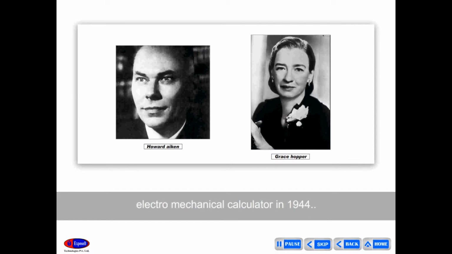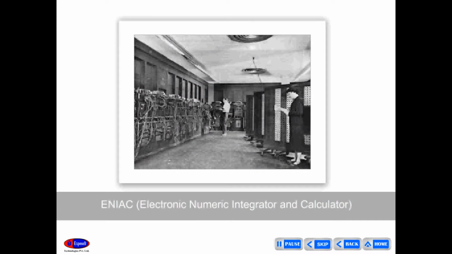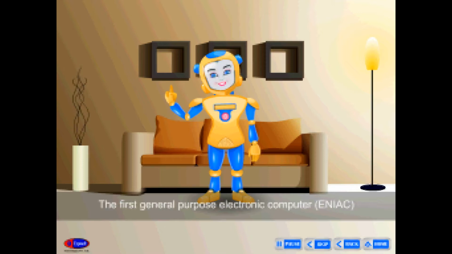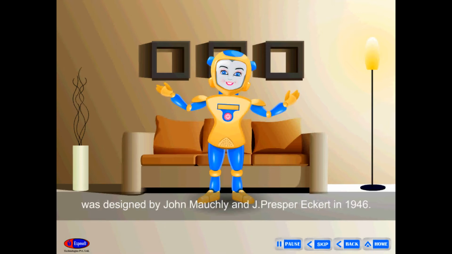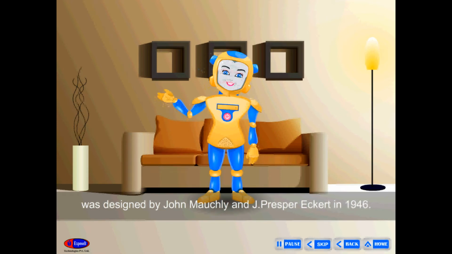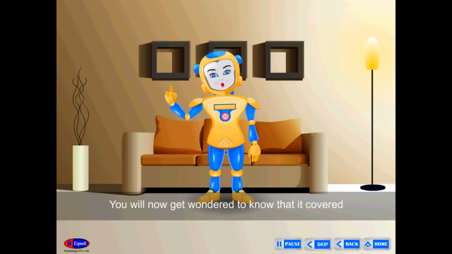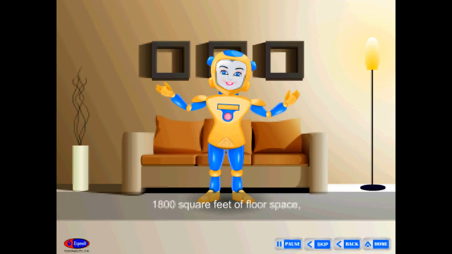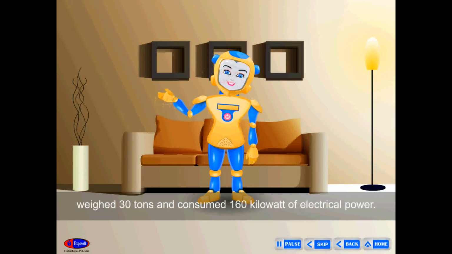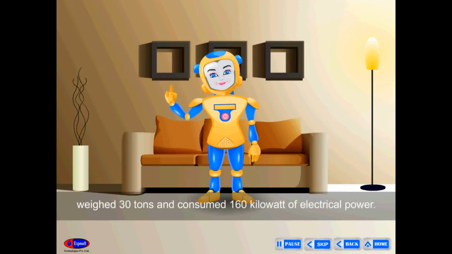calculator, in 1944. ENIAC, Electronic Numerical Integrator and Calculator. The first general-purpose electronic computer was designed by John Mauchly and J. Presper Eckert in 1946. You will be wonderstruck to know that it covered 1,800 square feet of floor space, weighed 30 tons, and consumed 160 kilowatts of electrical power.